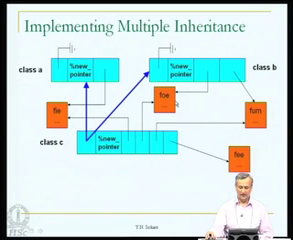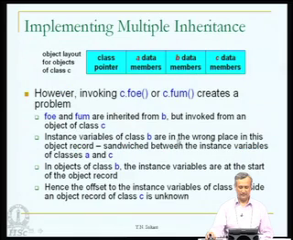C dot fo or C dot fum are from class B. With this arrangement, as I mentioned, B is supposed to be expected here, but B is here, therefore, it will not work properly. Fo and fum are inherited from B, but invoked from an object of class C. Instance variables of class B are in the wrong place in this object record, sandwiched between the instance variables of classes A and C. In objects of class B, the instance variables are at the start of the object record, they should have been here. Hence, the offset to the instance variables of class B inside the object record of class C is unknown. So, this is a problem.